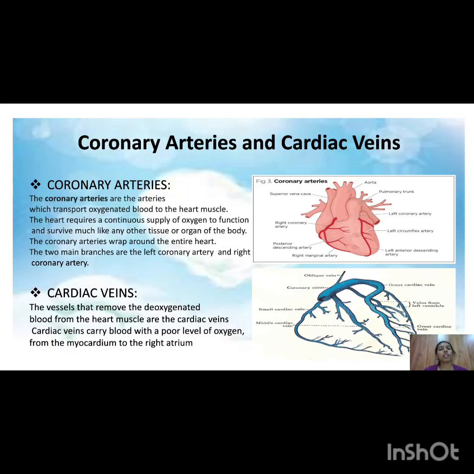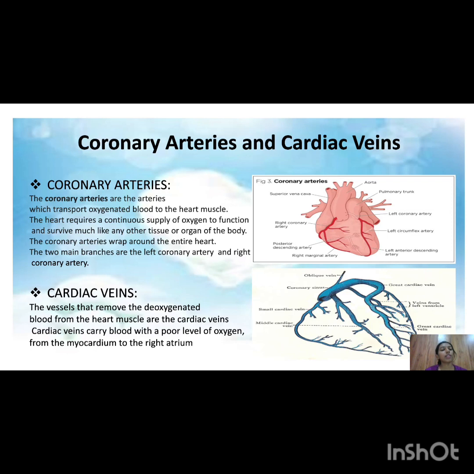Let's see about the coronary arteries and cardiac veins. Coronary arteries. The coronary arteries are the arteries which transport oxygenated blood to the heart muscle. The heart requires a continuous supply of oxygen to function and survive, much like any other tissue or organ of the body. The coronary arteries wrap around the entire heart. The two main branches are the left coronary artery and the right coronary artery. The schematic diagrammatic representation of the coronary arteries is given here.